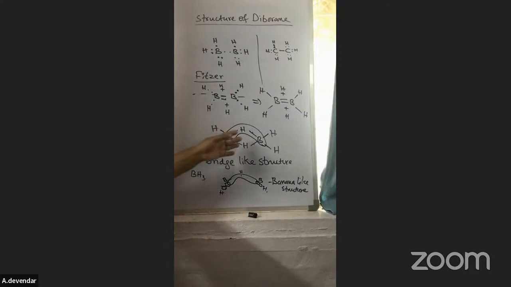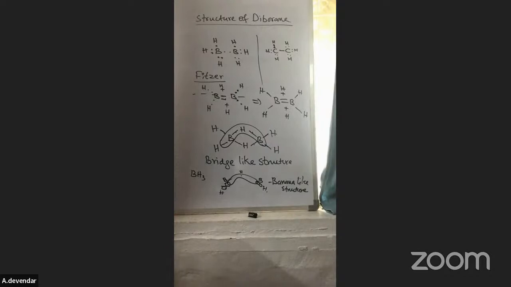Between the boron and boron, 2 hydrogens are bridged. So bridge-like structures are formed. This is nothing but a banana structure. Like that, we have to explain from the examination point of view. So this is about the third A group elements, which is completed.